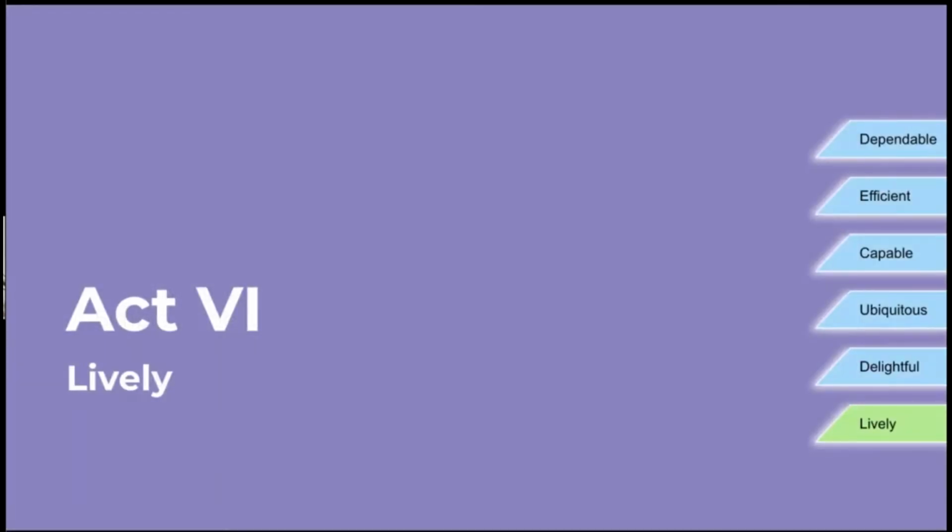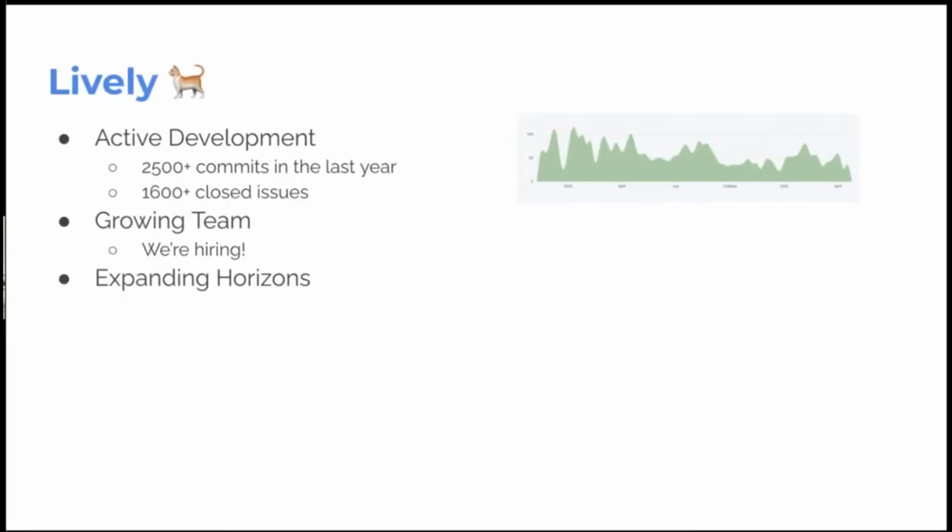Okay, which brings us to our last, sixth act here, which is Playwright is lively. And this is actually a short one. What we mean here is that Playwright is under very active development. Over the last year, I think, we have more than 2,500 commits landed, which is a lot by any standards. And as we said before, we have more than 1,600 closed issues, which is cool.